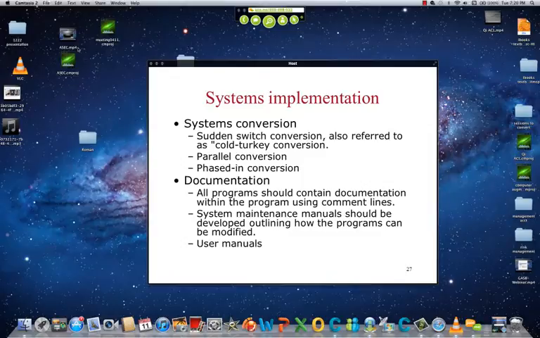The advantage is that, again, you can test the system better. If there is an error, you can find it, and your data is still intact, since you're using the old system.